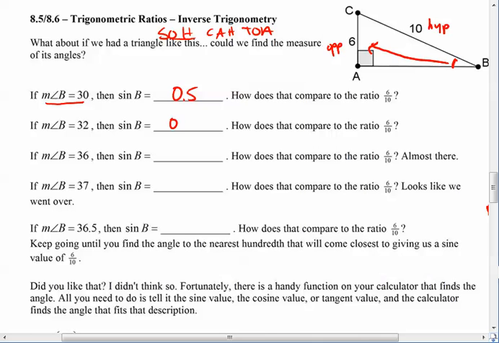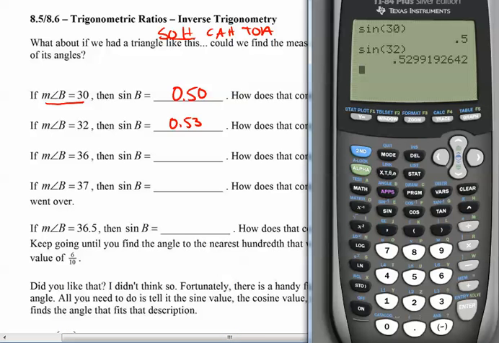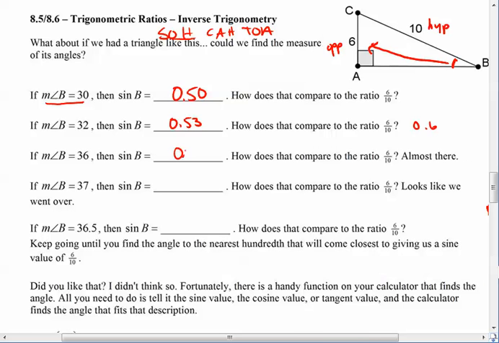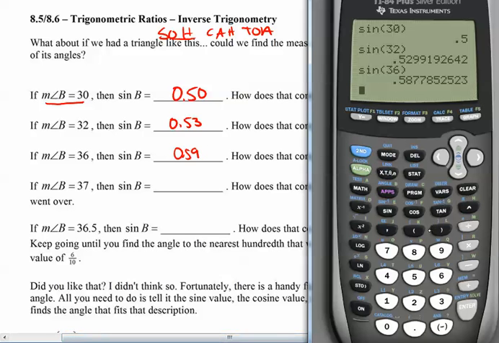0.53. Okay, so maybe that's 0.50. That's a little closer to 0.6 or 6/10, but let's see if we can get closer. Let's try sine 36. 0.58, which would round up, so 0.59. Okay. And let's try something a little higher because we're getting pretty warm here. Sine 37.